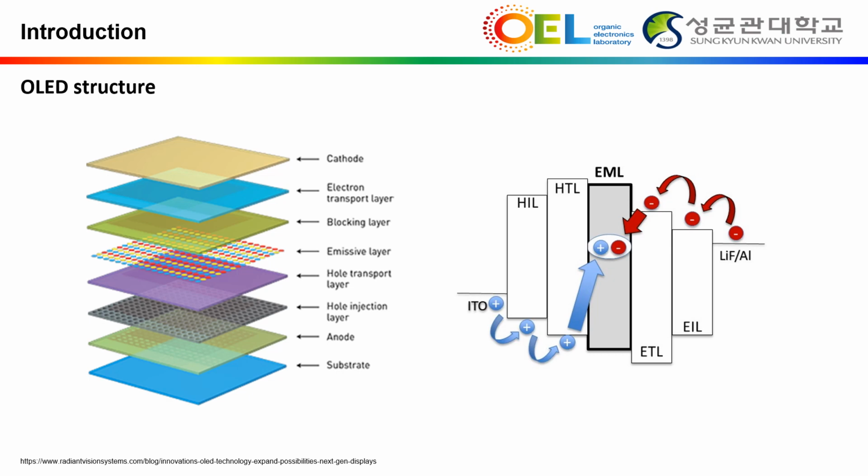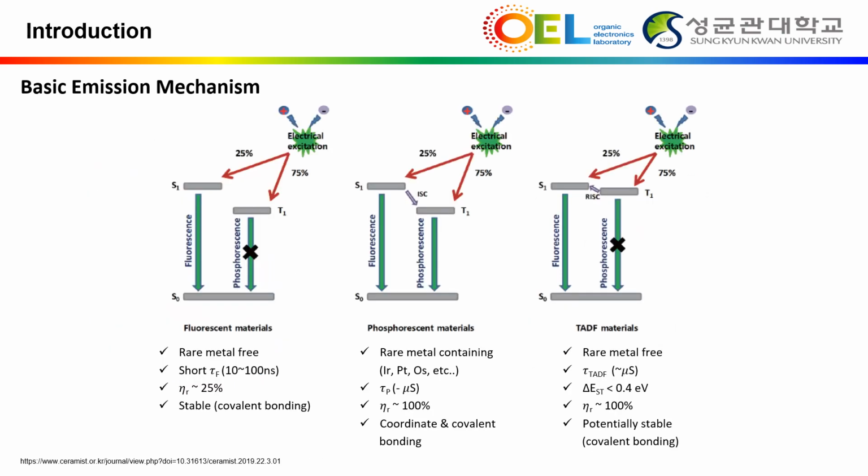The emission layer is typically made up of a thin film of organic molecules that have been designed to emit light when excited. The color of the emitted light can be tuned by choosing different organic molecules with different emission wavelengths. The emission mechanism can be divided into three categories. The first is fluorescent emission.